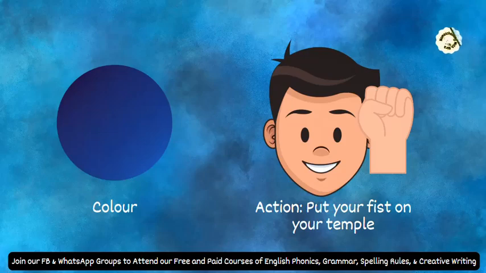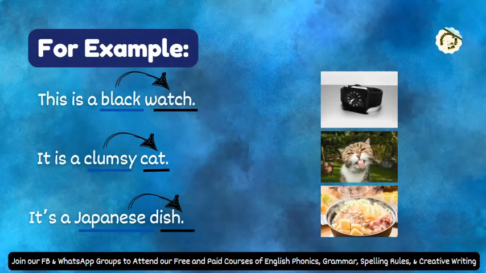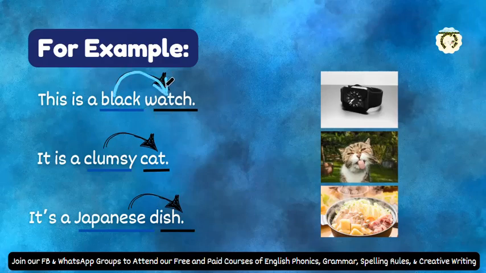Now let's see some examples of adjectives. So what are adjectives? For example, this is a black watch. Now if I make a sentence that this is a watch, the sentence is fine, it's not wrong. But if I want to give some details about the watch or some more information about the watch, we can add an adjective that can be the color of the watch. This is a black watch. So the word black is giving us information about the watch, right?